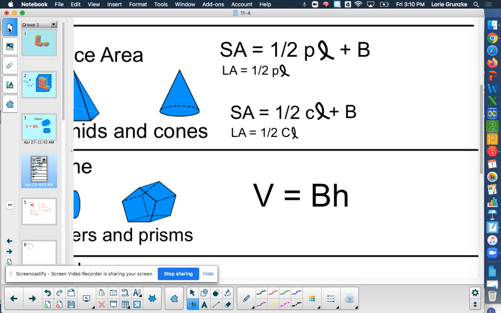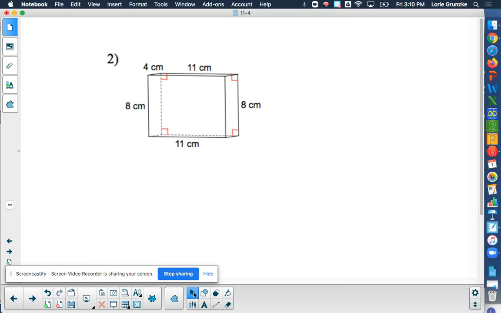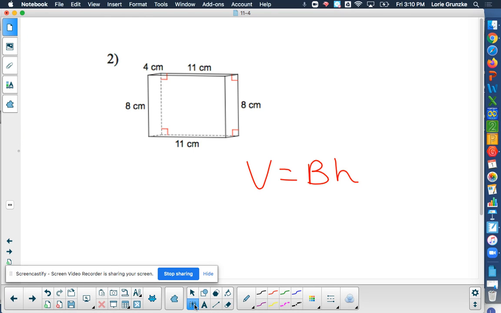Okay, so now let's go back and look at number 2. And I'm going to get you started. You always start by writing your formula. And the second thing you do is name the shape. Now on there, because all sides are rectangles, it doesn't really matter which side you choose, but I'm going to choose this as my base.